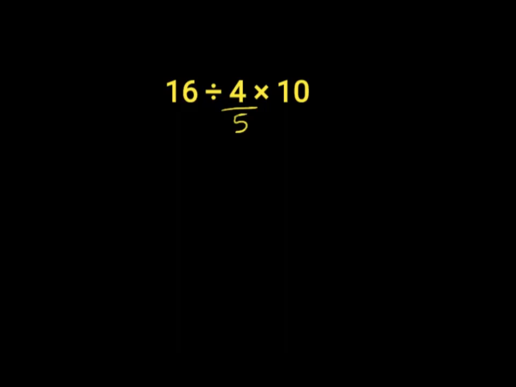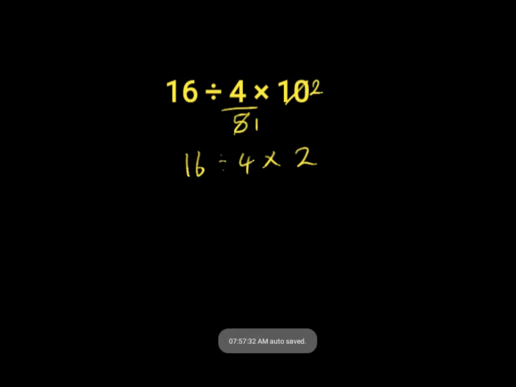16 divided by 4 over 5 times 10. 5 into 1, 5 into 10 will give us 2. Then we have 16 divided by 4 times 2. Now we are going to work from our left to our right.